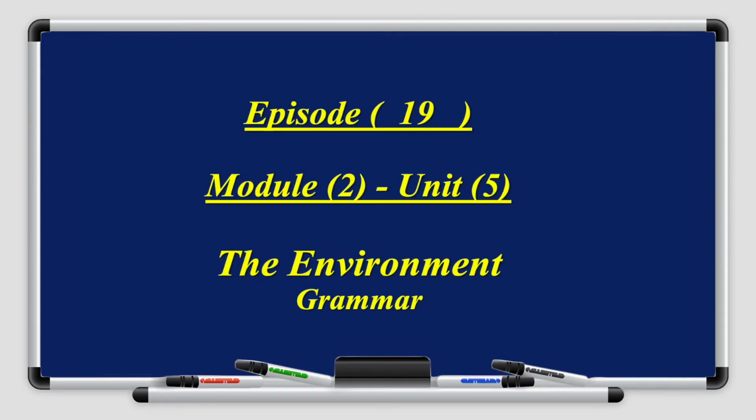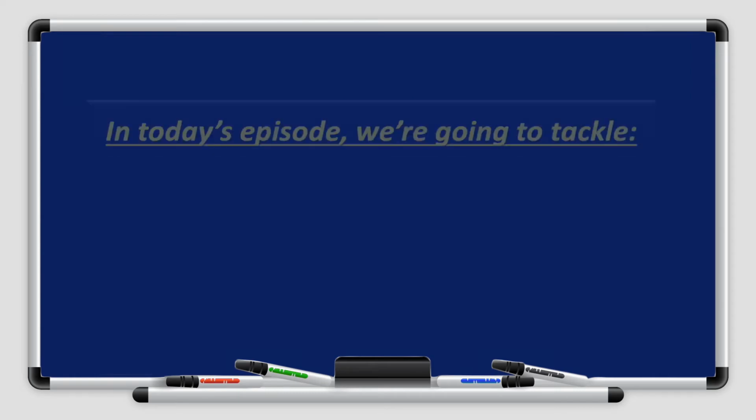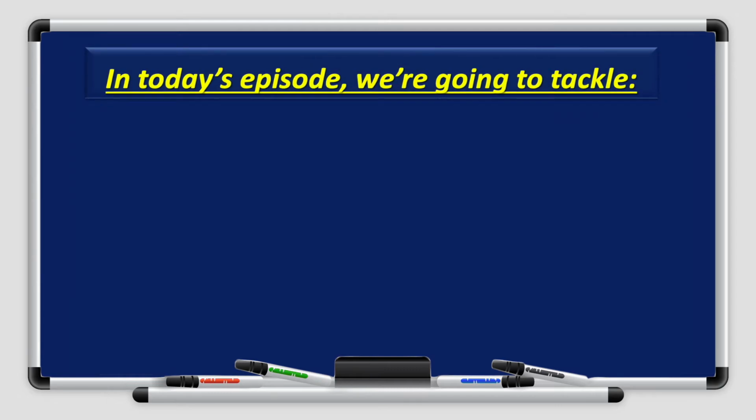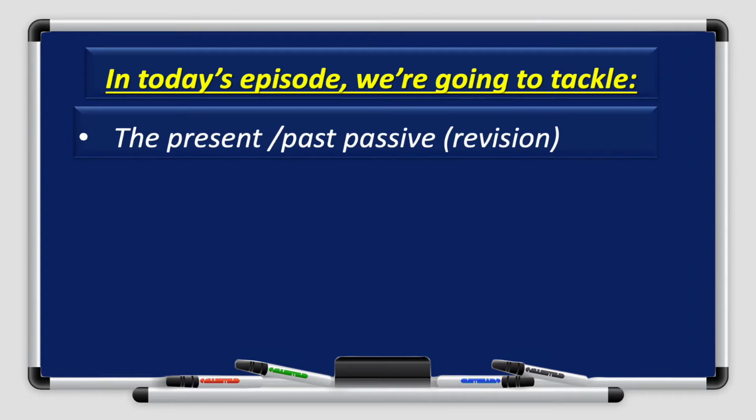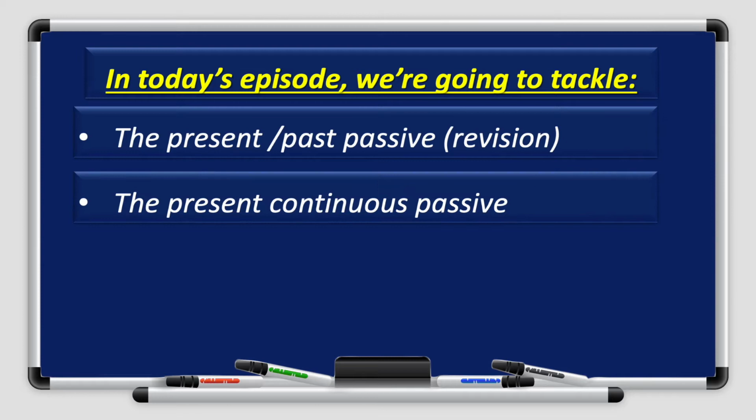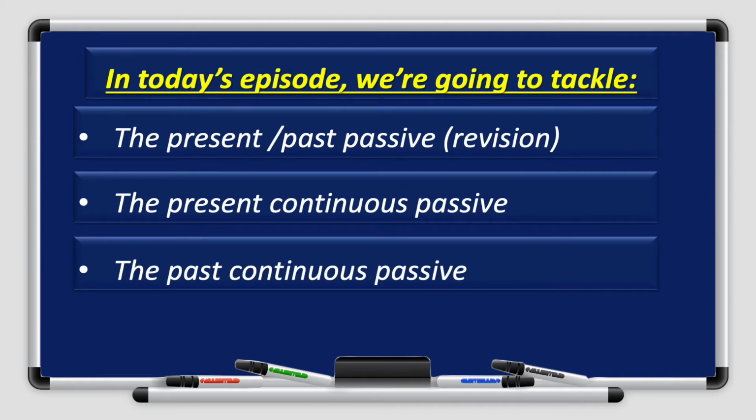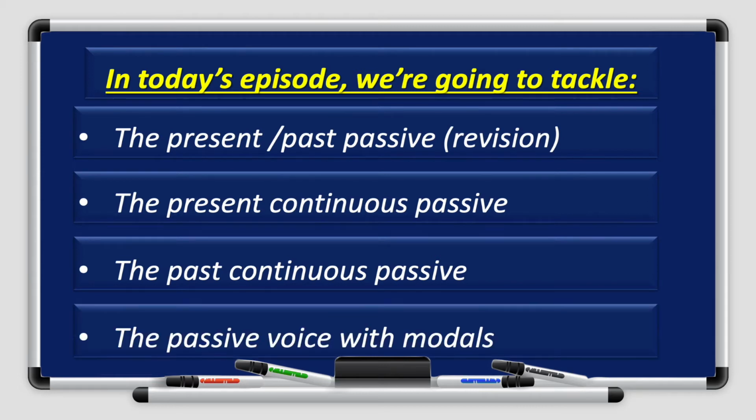This is Target English Grade 9, episode 19, Module 2 of Unit 5, in which we will be focusing on grammar. In today's episode, we are going to look at 4 important topics. We will start with the present and the past passive as a revision, followed by the present continuous passive. We will also look at the past continuous passive, and finally the passive voice with modals.